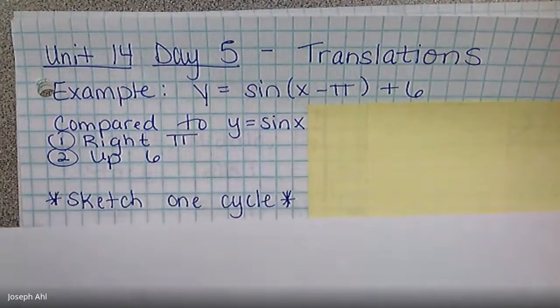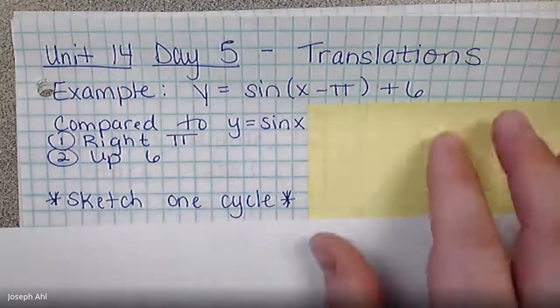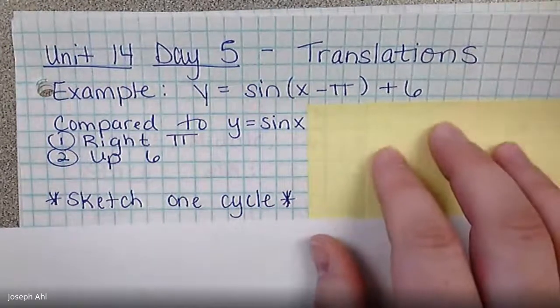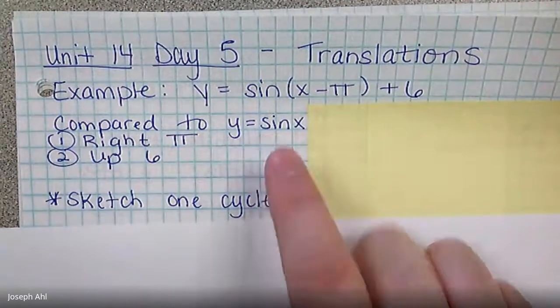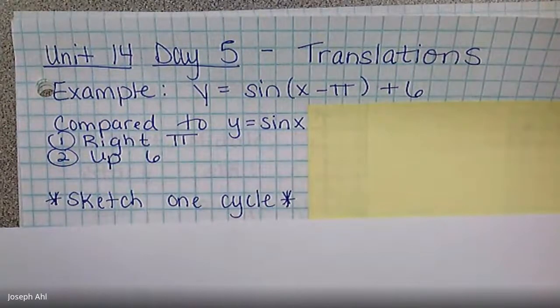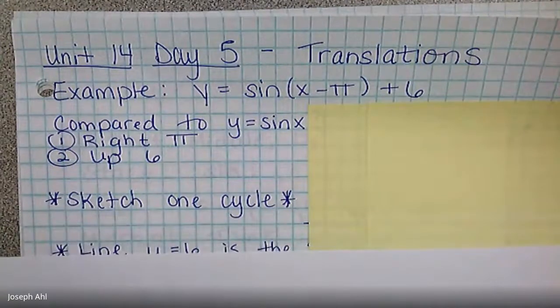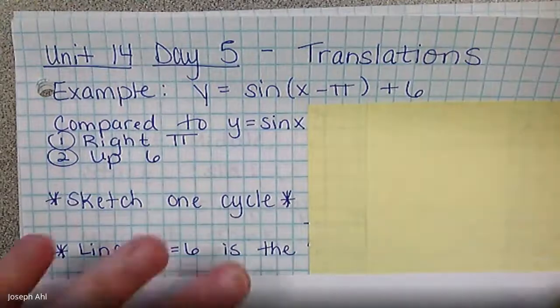So go ahead and see if you can sketch one cycle of that graph. Behind my very fancy yellow Post-it notes, I have what the one cycle should look like. But sketch one cycle of the graph based on those two transformations, that we're moving it to the right pi and then we're moving it up 6. If you want to hit pause and then go ahead and check in with me here. We'll go ahead and take a look.